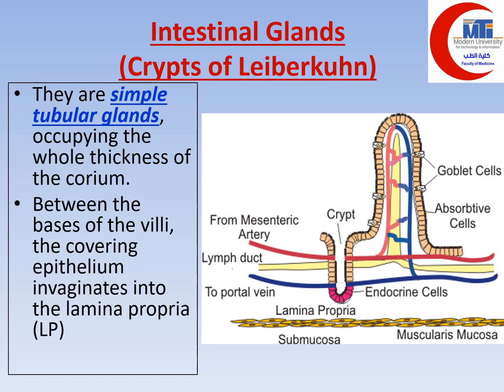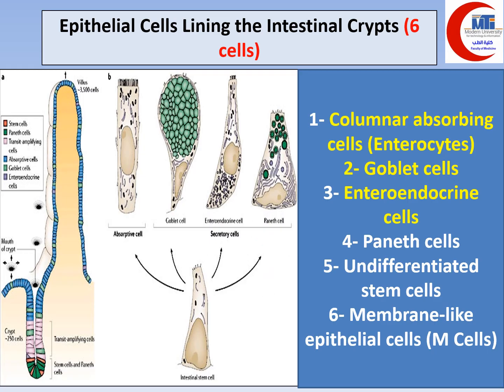As we mentioned before, the crypt is a deep invagination of the epithelium into the lamina propria. This deep invagination is called a crypt. This crypt is considered a simple tubular gland, occupying the thickness of the lamina propria of the connective tissue. It is present in between the villi covering the epithelium. Okay. The epithelium lining the intestinal crypt.